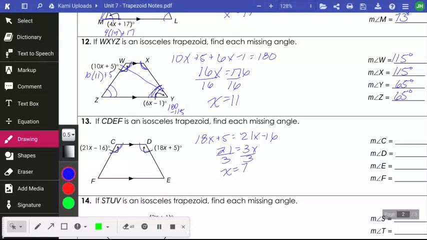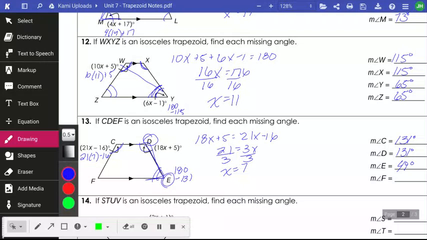And if I want to find angle C, I'll plug in 7. So I'll have 21 times 7 minus 16, and that will give me 131 degrees. Angle D then has to be 131 degrees because they are congruent. Or I can plug 7 into 18x plus 5. Now, in order to get angle E, angle D and angle E are supplementary because they share the non-parallel side. And so I'll do 180 minus 131, which is 49 degrees.